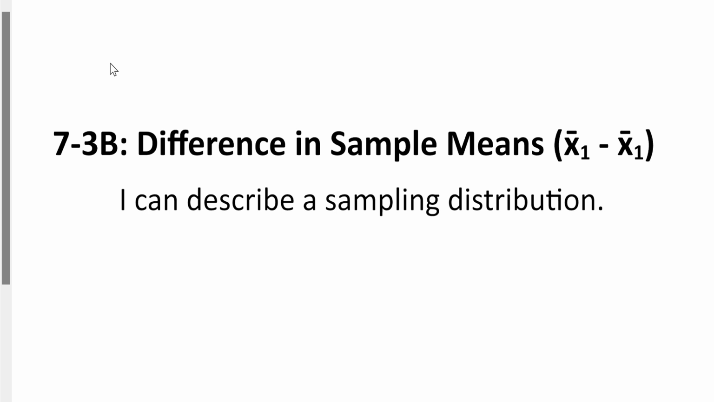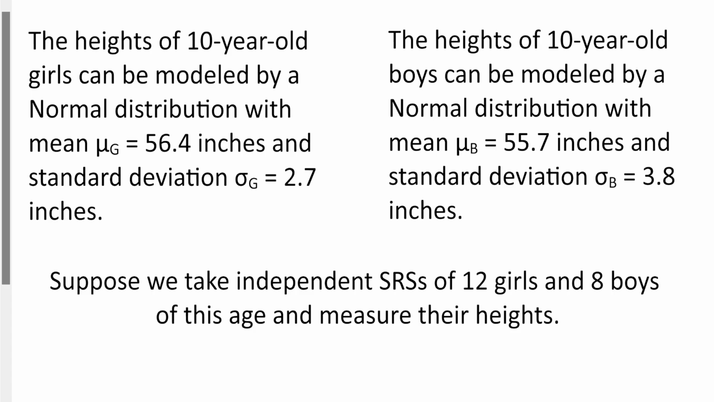Hello, hello, hello. This is section 7.3, part B. This is going to be the last section from chapter 7 on sampling distributions. We're going to look at sample means again, but specifically what's kind of a combined distribution or difference in sample means today. So let's start off with an example that you can answer based on what you've already learned.